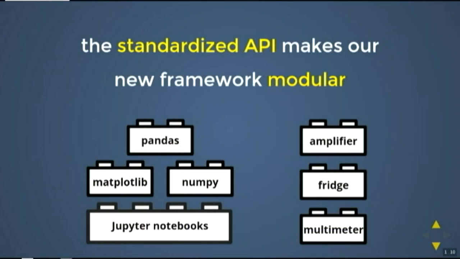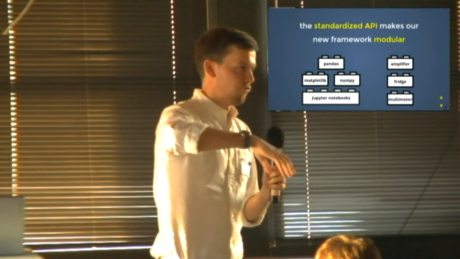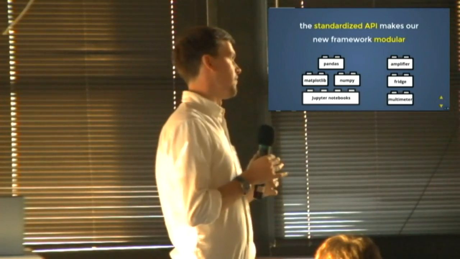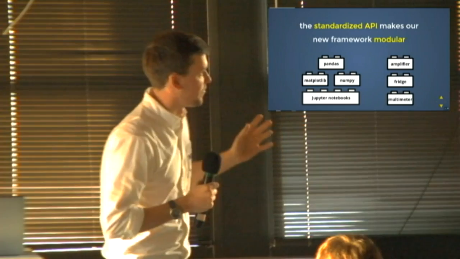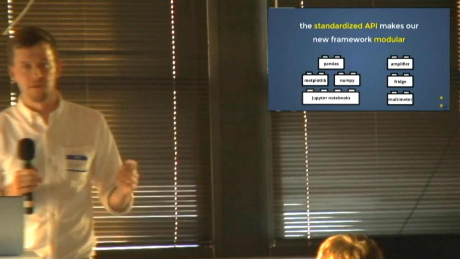One of the great things about Jupyter Notebooks is how you can just kind of drop in everything else you need. You know, drop in a little matplotlib, little numpy, little pandas, little scikit-learn. And now we have that same kind of drop-in things as we need it with all of our different instruments, like our lock-in amplifier, or our fridge, or our fancy multimeter.